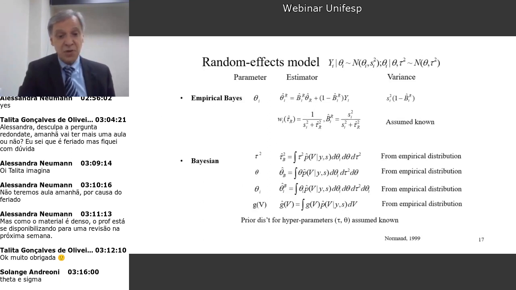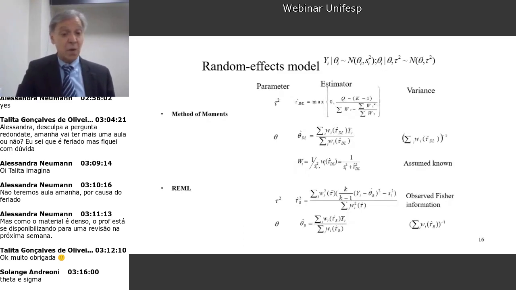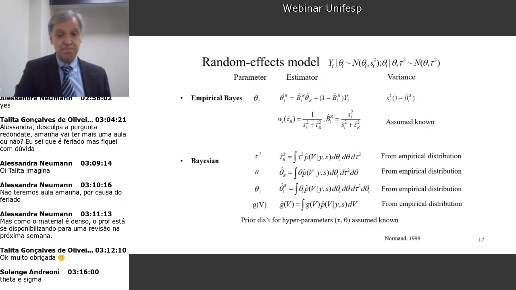I don't want you to do it that way. We only have 5 minutes to go. I just want you to have an appreciation of where we're coming from. You can do empirical based, Bayesian, method of moments, or RMLE. SAS does RMLE for you, okay? When you do the random effects.